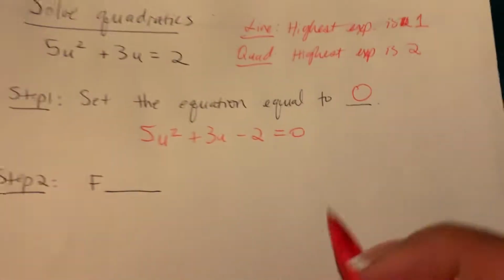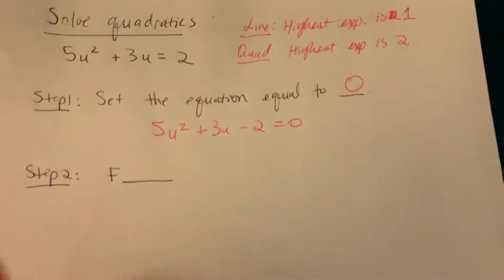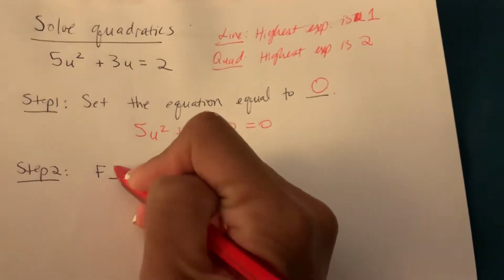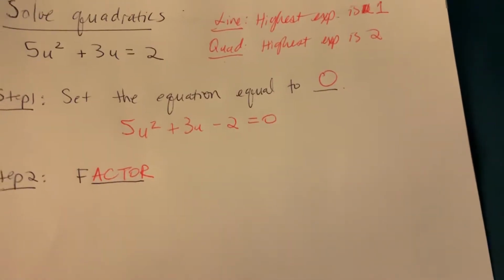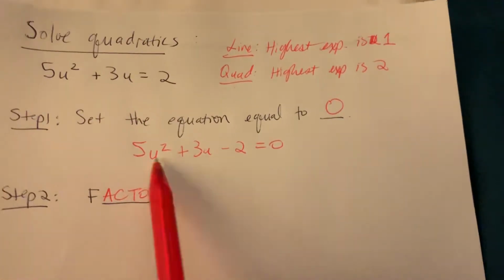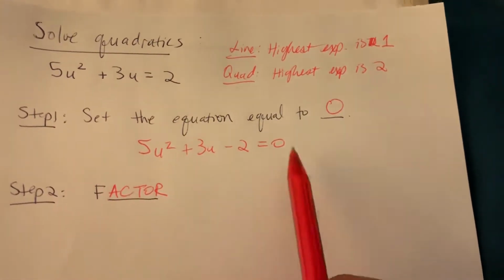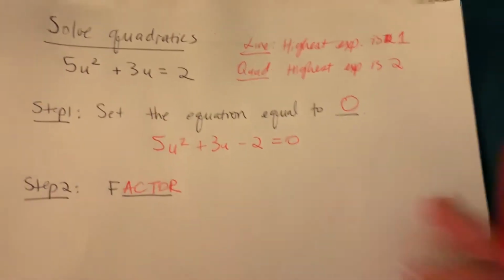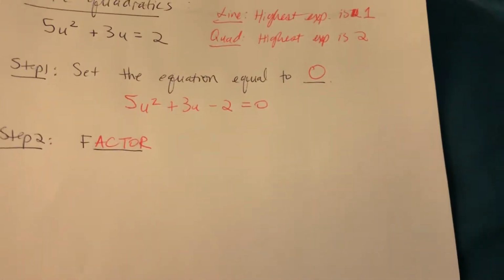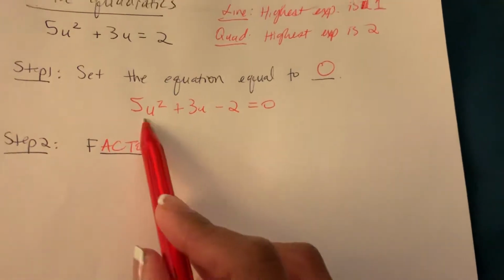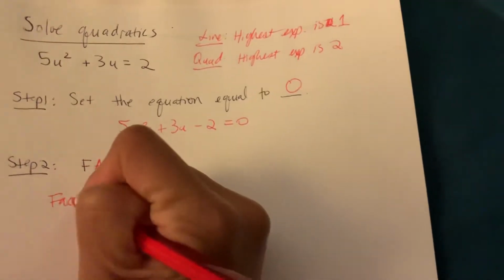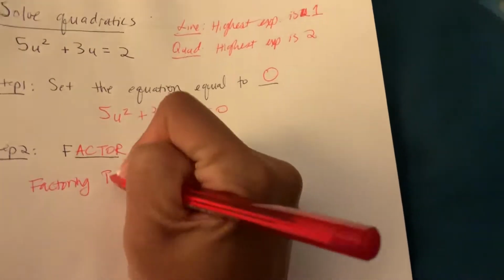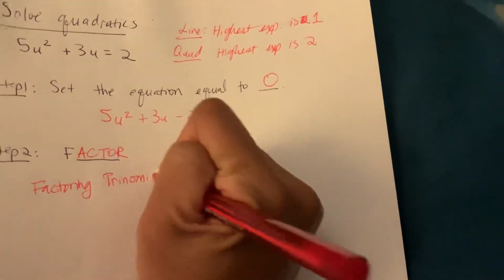Once it's equal to 0, the second step is the big F word. And the F word is factor. Factoring is a really big deal that we learned in chapter 4, and now in this section, we're actually going to apply it. So how do you factor? I'm going to do a quick review, and I think this is where Travis got stuck. How do you factor what I call a trinomial? Trinomial means 3 terms.